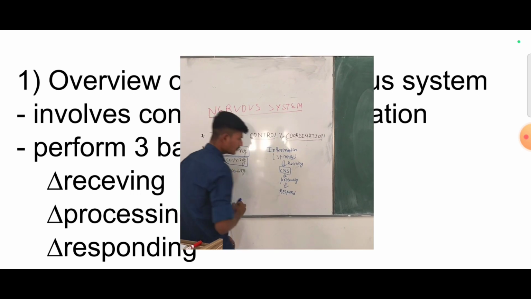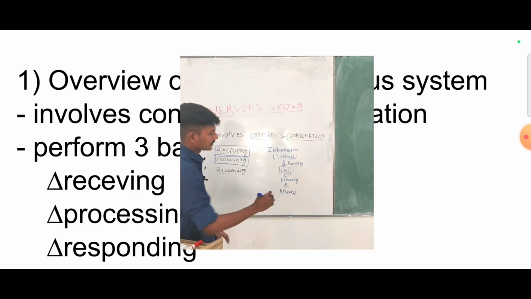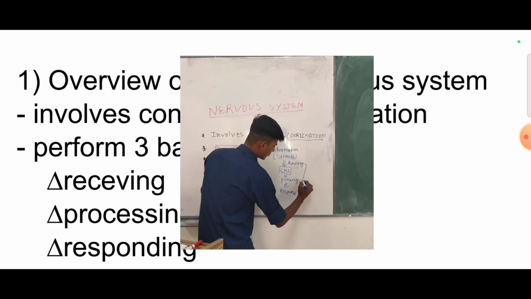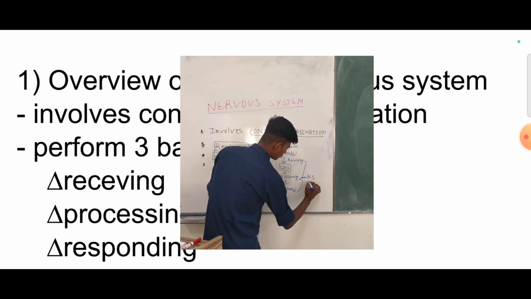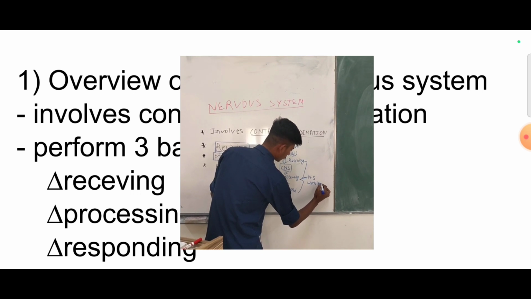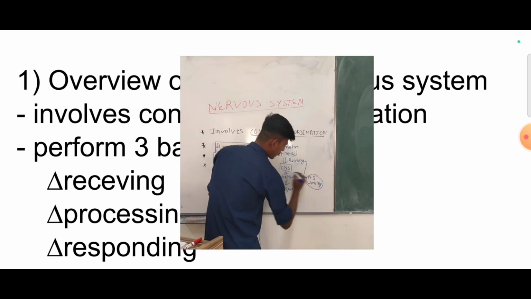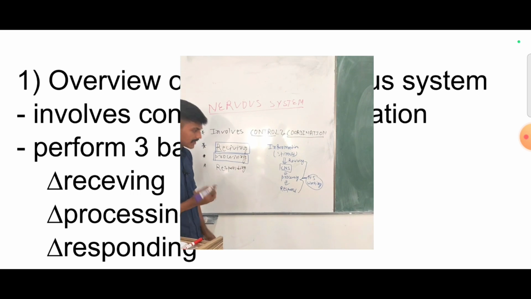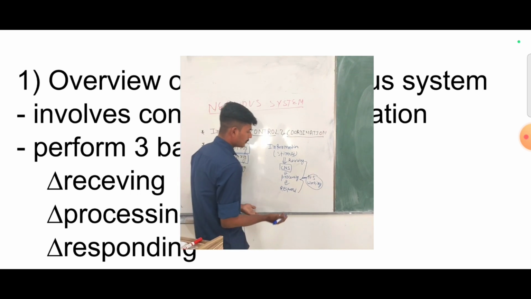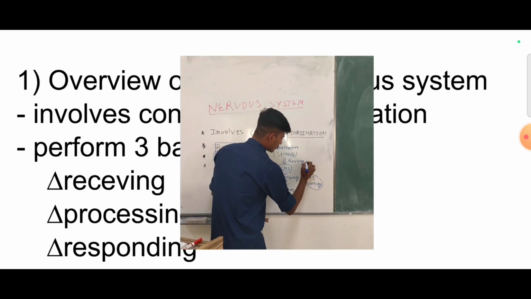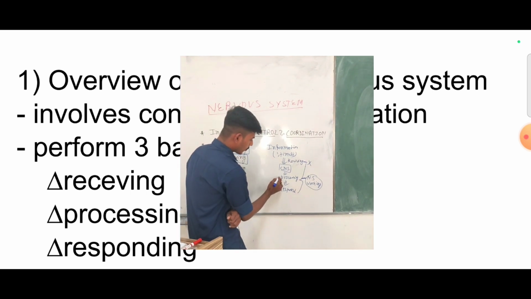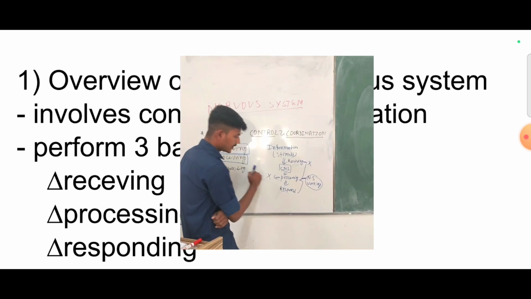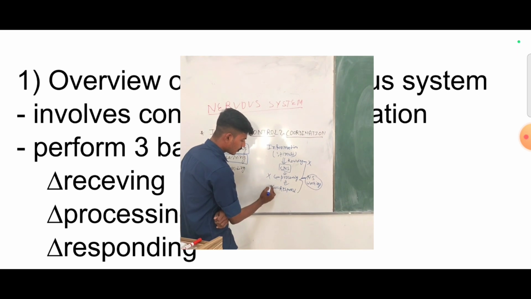So these three things are the key features of the nervous system's working. You should keep this in your mind. Sometimes problems come in the receiving phenomenon. Sometimes there are abnormalities associated with the processing, and sometimes in the responding.